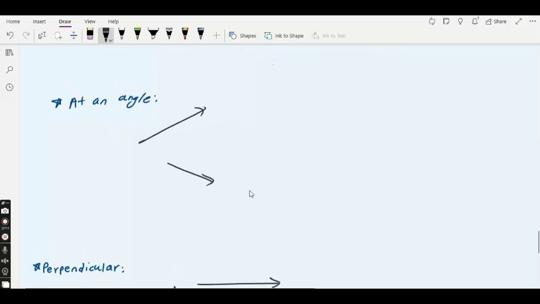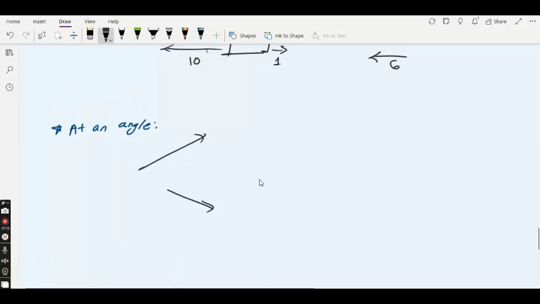Now what if the vectors are acting at an angle? When that happens, we will first draw a vector arrow like this, and then we will connect the tip of the arrow with the tail of the other vector like this. And the resultant vector is the arrow that will connect the tail of the first vector to the last vector like this, and it will point from the tail to the tip, something like this. So this is the resultant vector of these two vectors.